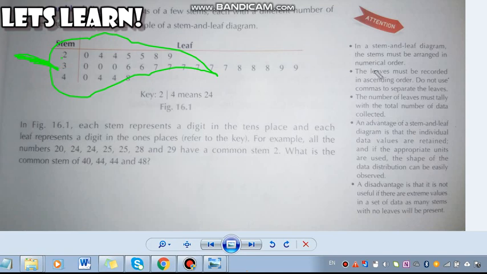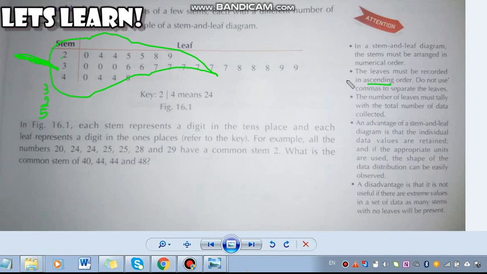We're going to read the rules here. In a stem and leaf diagram, the stem must be arranged in the numerical order. It is not like first I wrote 3 here, then I wrote 2, then I wrote 5. No, it has to be in numeric order. It has to be from small to big. Like you see here, it's 2, then 3, then 4. 2 is the smallest, 3 is the second biggest number, and then 4 is the biggest number. Then the leaf must be recorded in the ascending order, as I have mentioned.